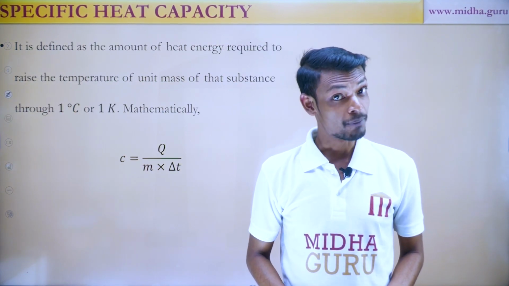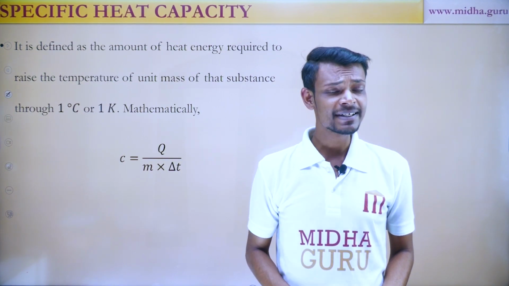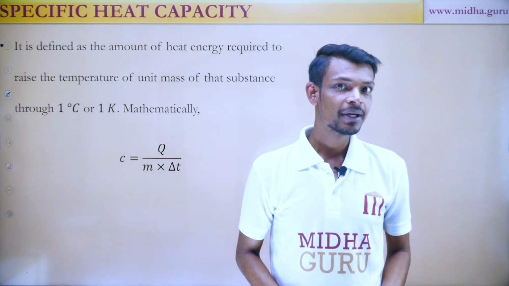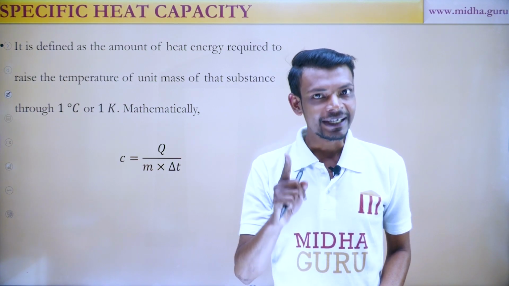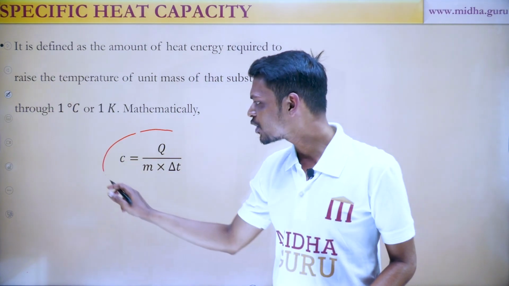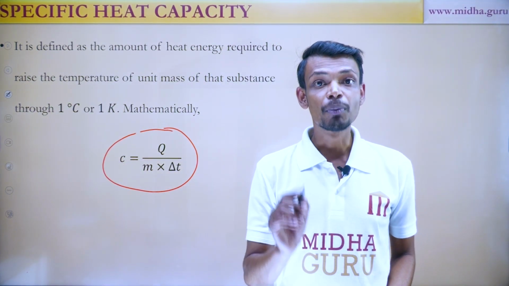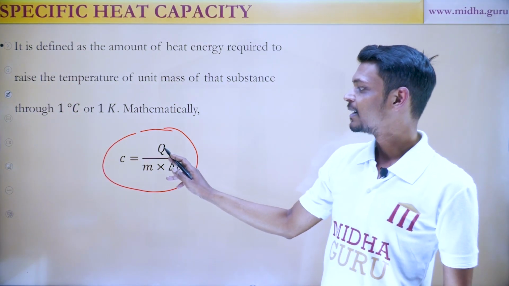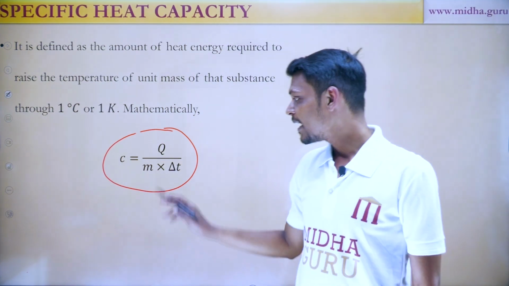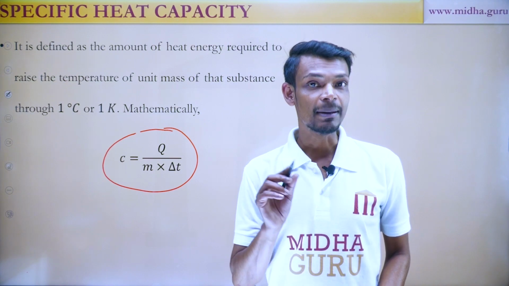And the SI unit of mass we all know is kilogram. So we are talking about the amount of heat supplied to increase the temperature of a body of mass 1 kg by 1 degree Celsius or 1 Kelvin. The mathematical formulation of specific heat capacity is given here, and it is denoted by the symbol small c, and it is simply written as Q divided by m times delta T, where Q is the amount of heat energy supplied, m is the mass of the body, and delta T is the change in temperature.